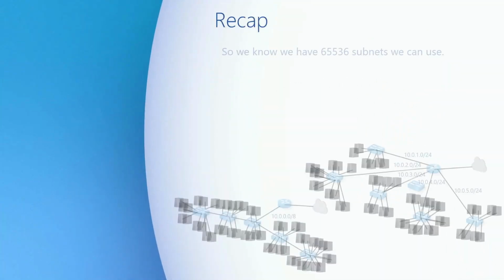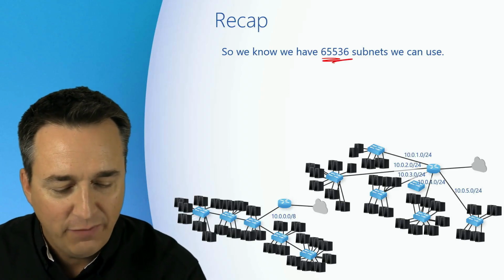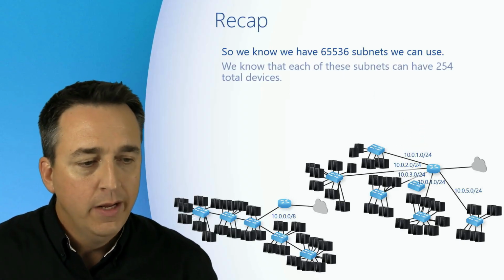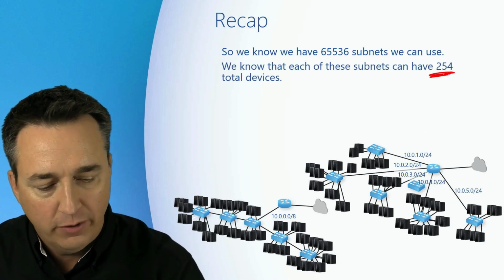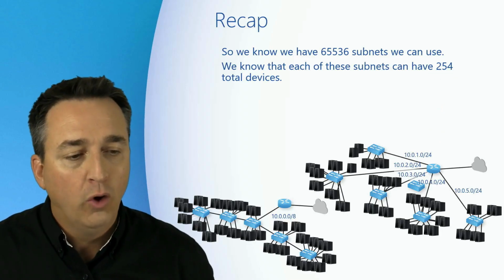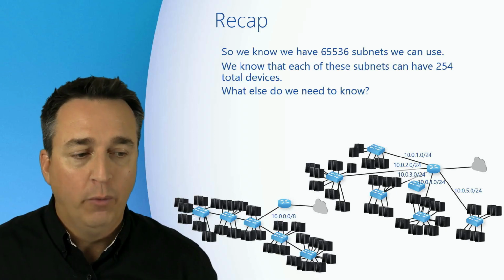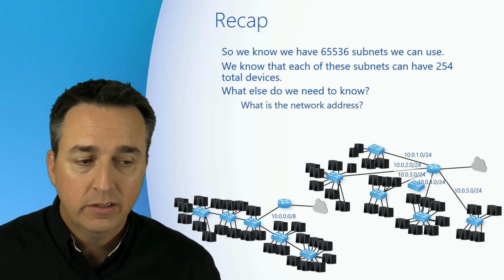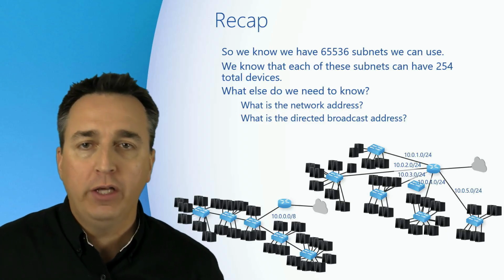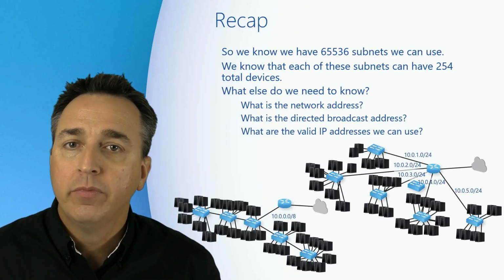So if we recap where we are, we know that we have 65,536 subnets over here. We know that each one of these subnets can have 254 IP addresses within them, right? What else do we need to know, though? Well, it'd be really great if we knew how to figure out what the actual network ID is, what the directed broadcast address is, and what all the usable IP addresses are for any subnets that we have.